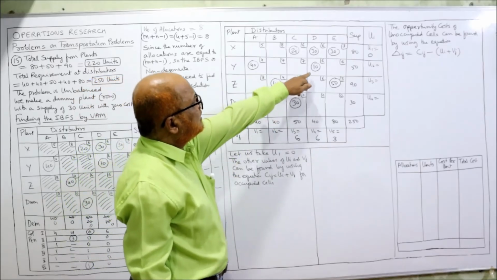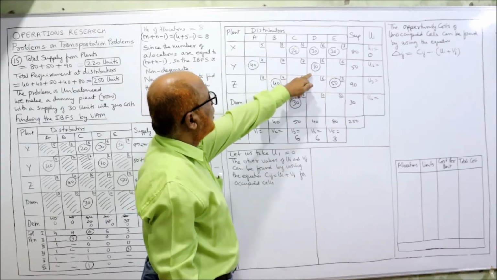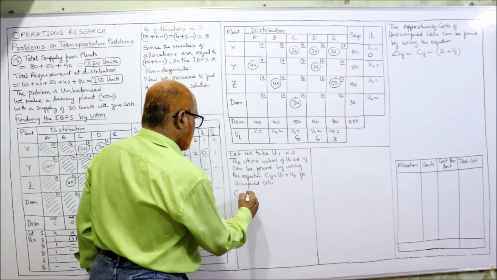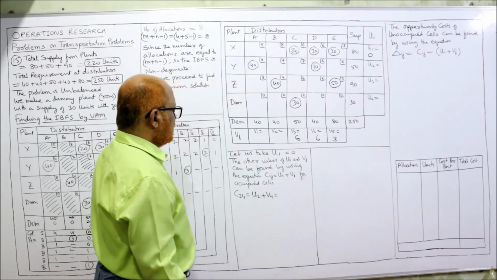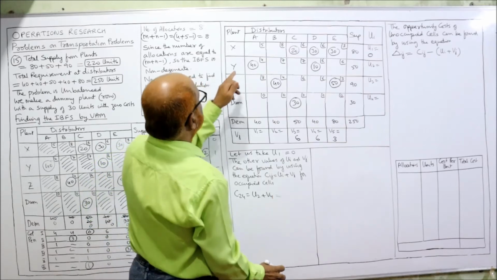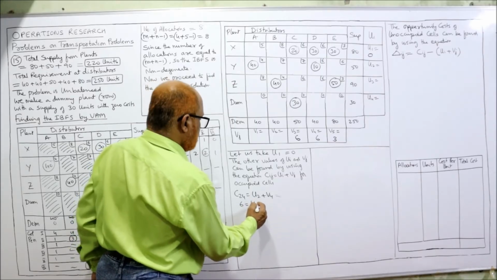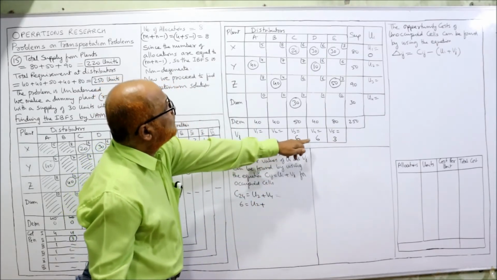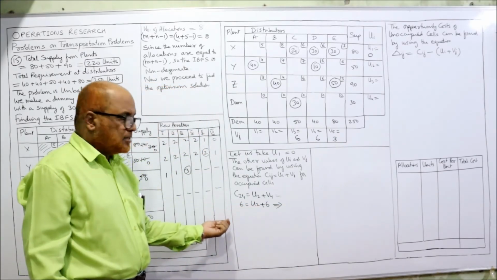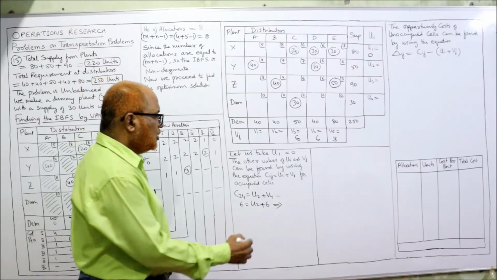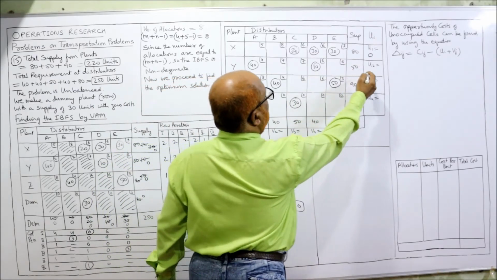Now other values. Take this cell. What is the location of this cell? Second row, 4th column. So C24 is equal to U2 plus V4. C24, second row, 4th column, it is 6. 6 is equal to U2 plus V4. How much did we get? V4 is 6. Then take this 6 to LHS. So 6 minus 6, 0. So U2 is equal to 0. We got the value U2 is equal to 0.